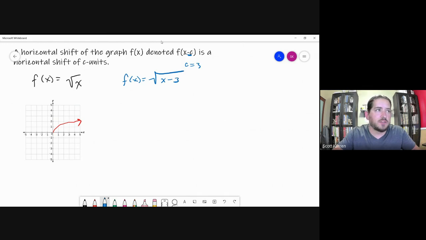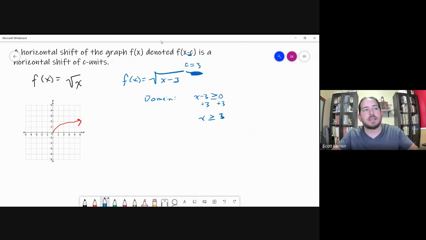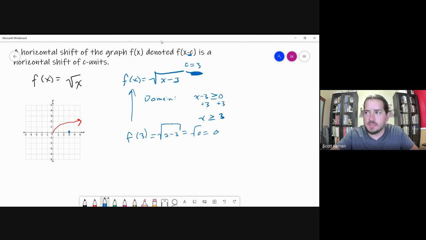And if I test my domain just to see, I have to have x minus 3 greater than or equal to 0. Otherwise, I'm taking the square root of a negative number. That doesn't give me a real number. And so if I add 3 to both sides, definitely x has to be greater than or equal to 3. Well, that's not a surprise because c is 3. So this thing isn't even defined to the left of 3. But if x is 3, then f of 3 is the square root of 3 minus 3, which is the square root of 0, which is 0. So when x is 3, I have my 0.